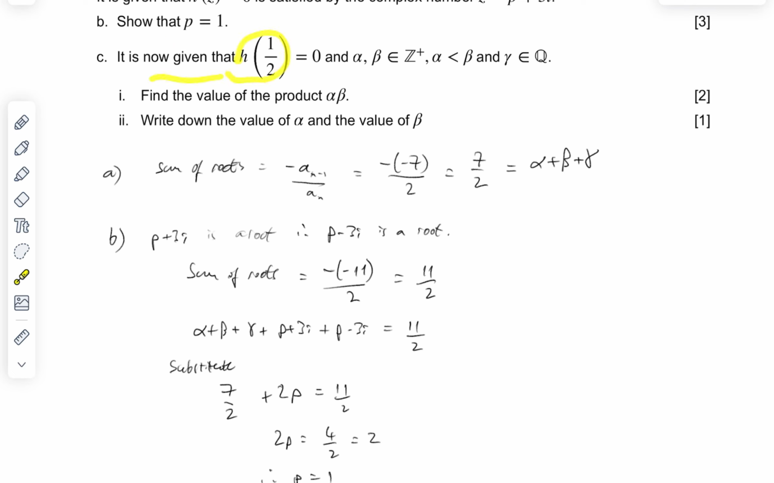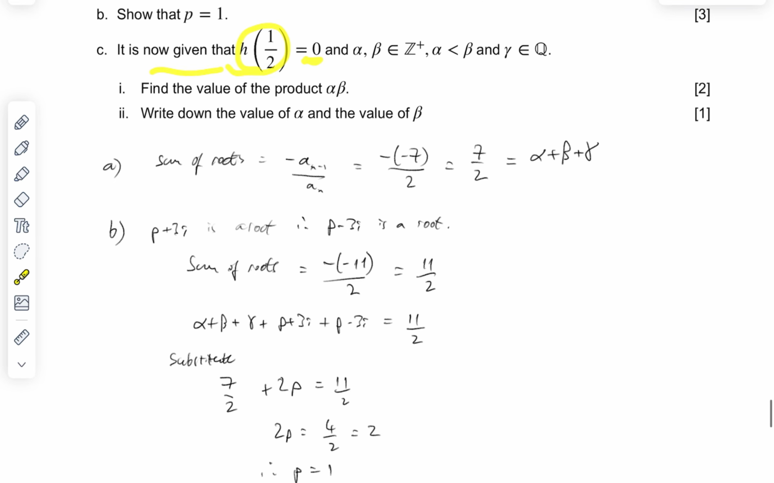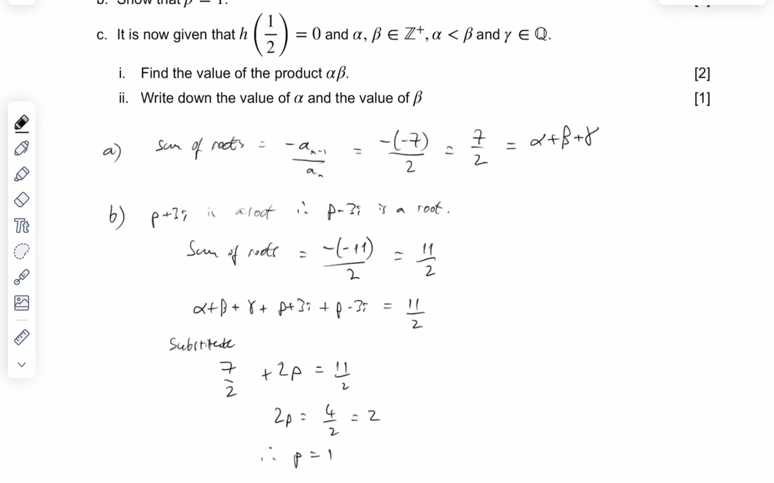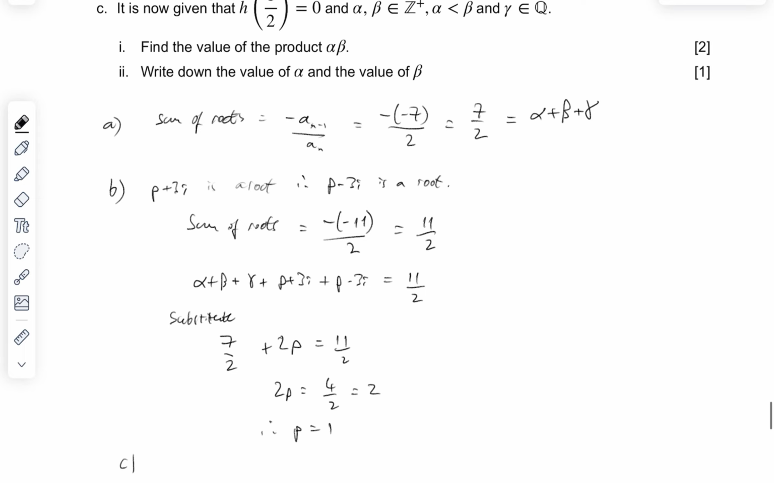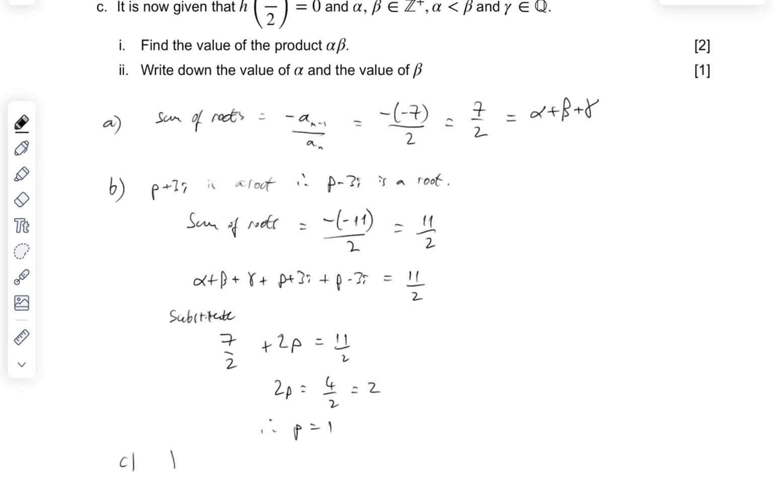It's now given that h of a half equals 0. That means that alpha and beta are positive integers, alpha is less than beta, and gamma is a rational number. Well, that must be a root. It says find the value of the product alpha beta. So we know that gamma equals a half.